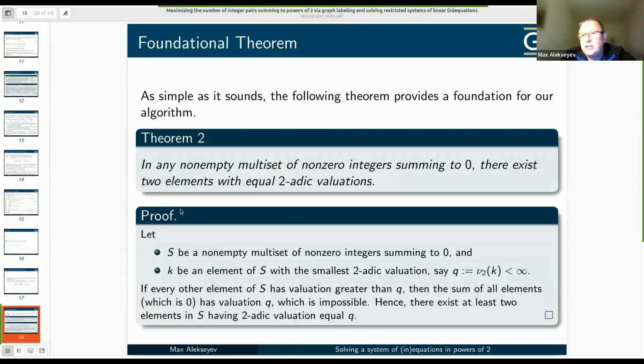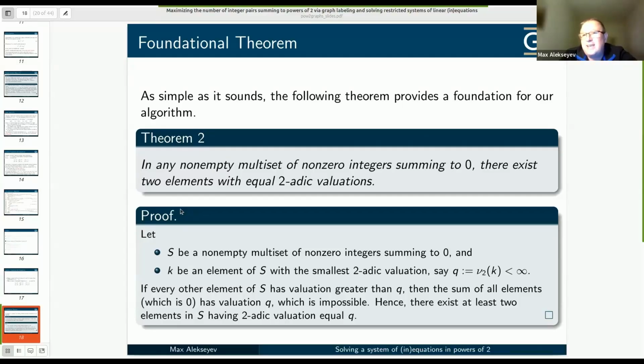Two-adic valuation is simply the highest exponent of 2 that divides this number. Like 2 has valuation 1, 4 has valuation 2, 6 has valuation 1, 8 has valuation 3. So basically, the valuation is the highest power of 2 that divides a given integer. And the proof is very simple.